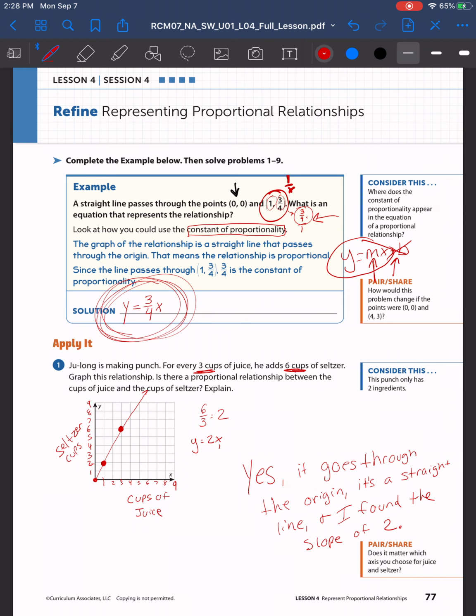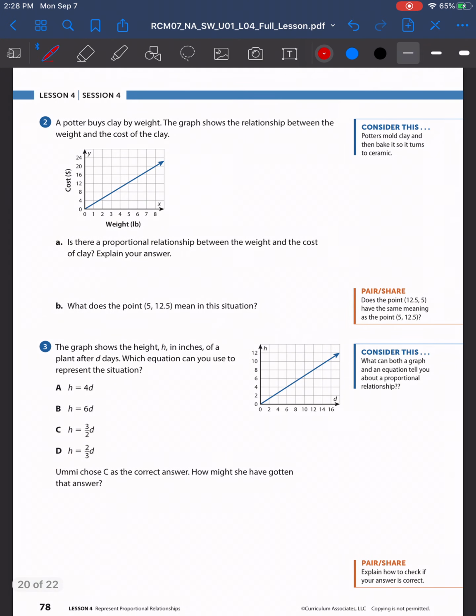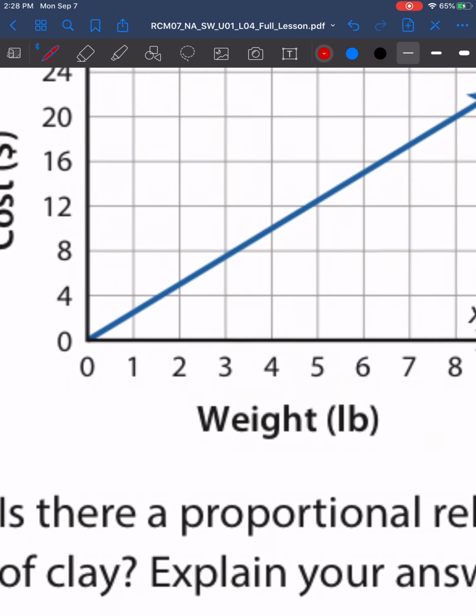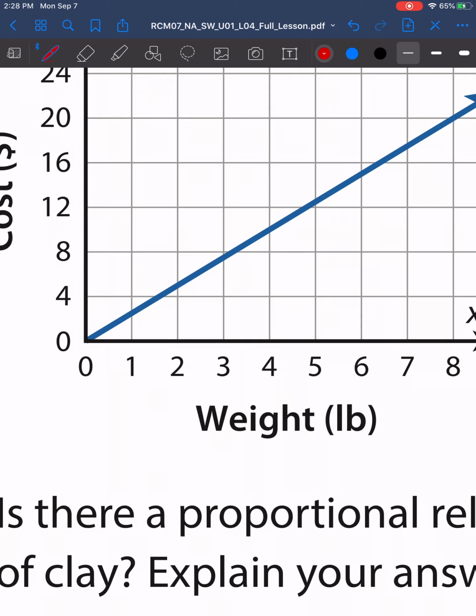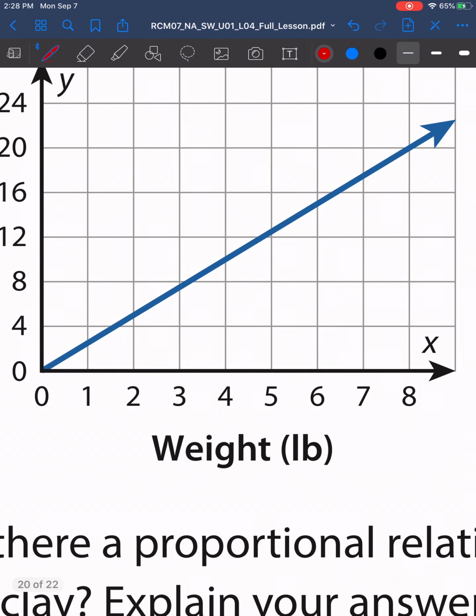Hooray! Number 2. A potter buys clay by the weight. The graph shows the relationship between the weight and the cost of the clay. Okay, so based on this graph, I don't have very many crosshairs. It looks like the only crosshair I can really see is this one. You gotta be super careful. This looks like a crosshair, but it's not. This looks like a crosshair, but it's not.